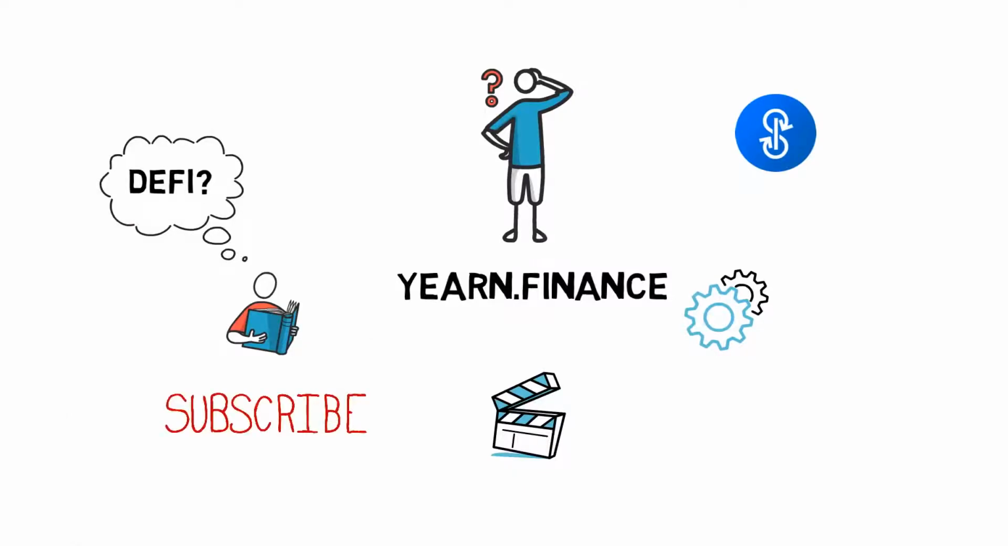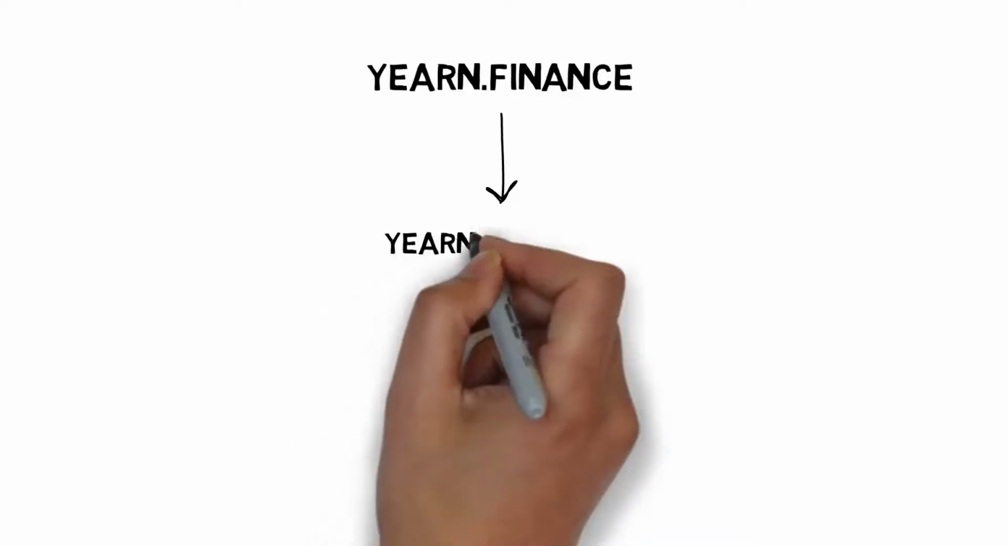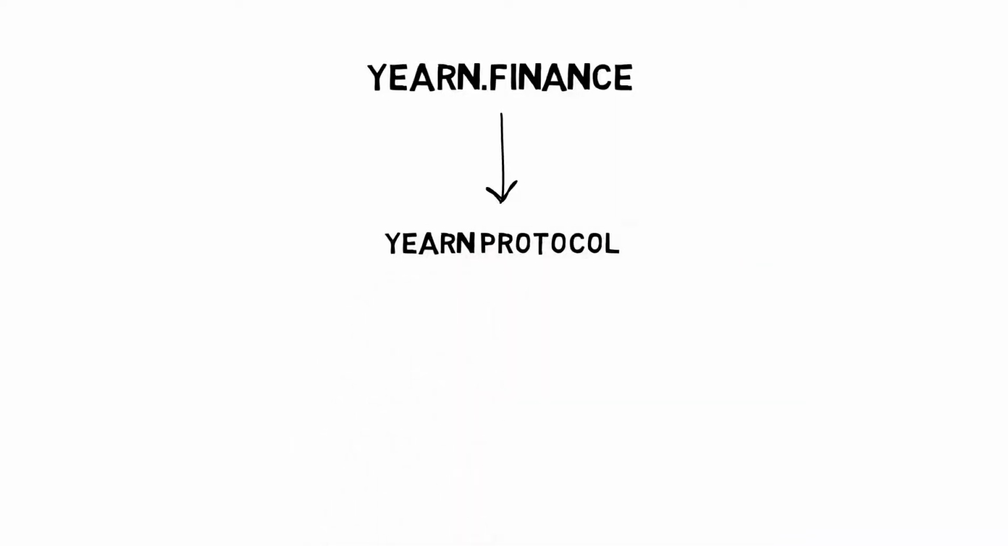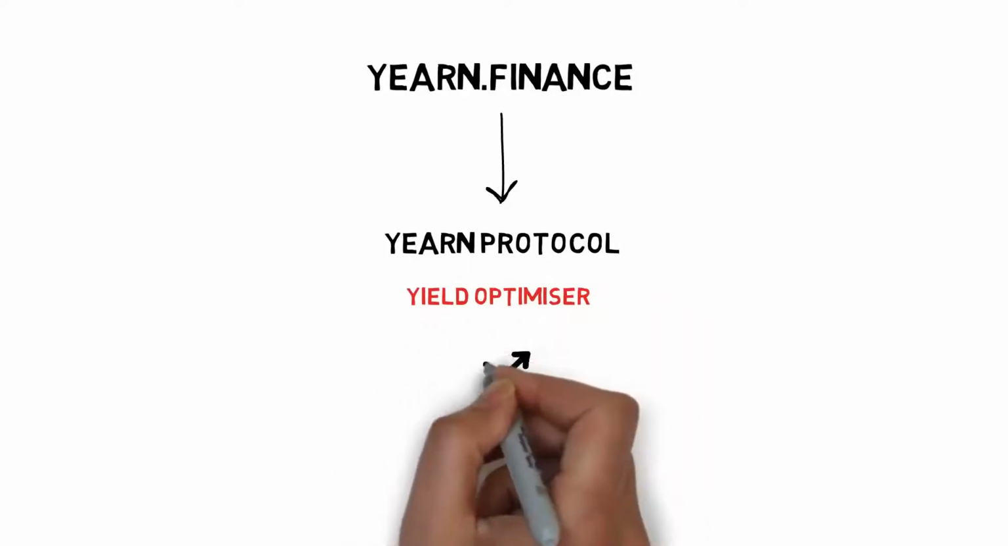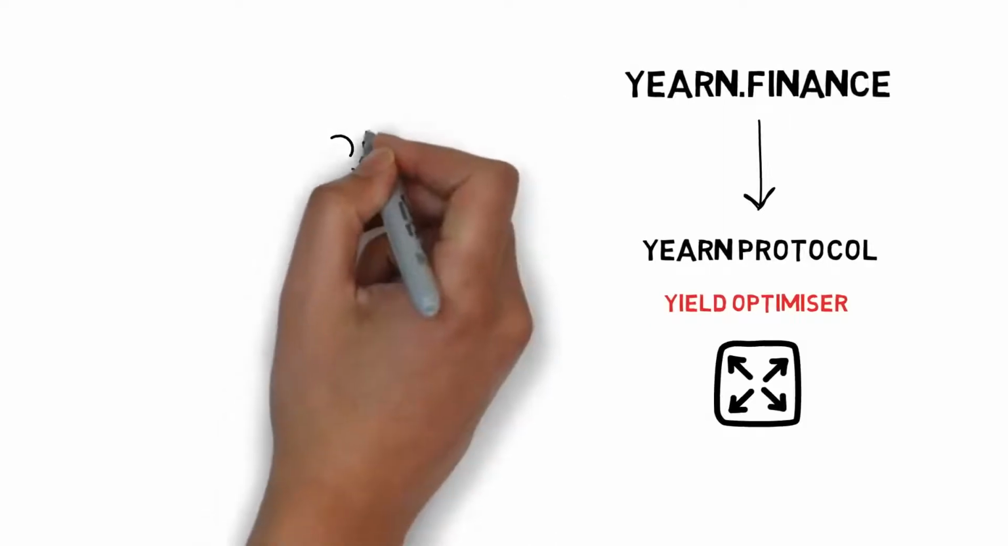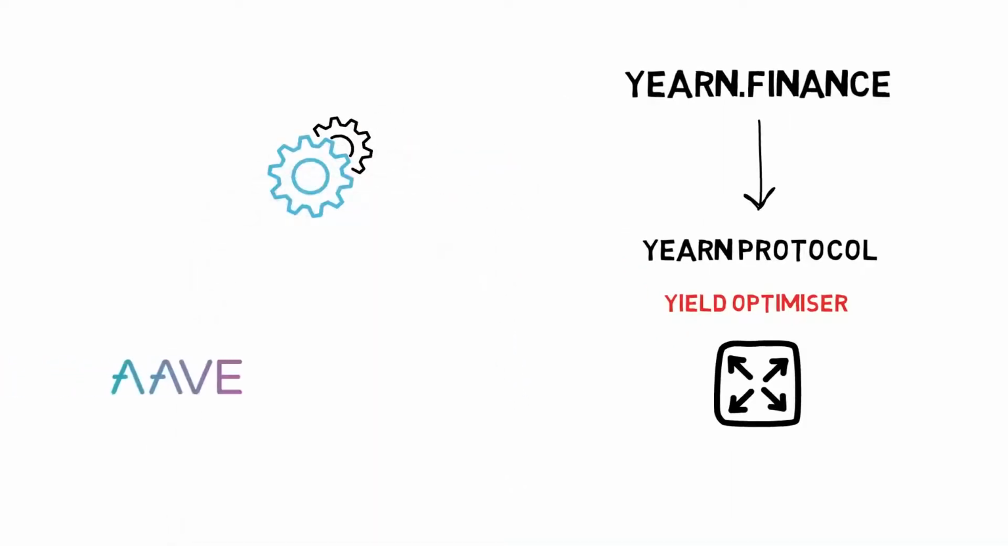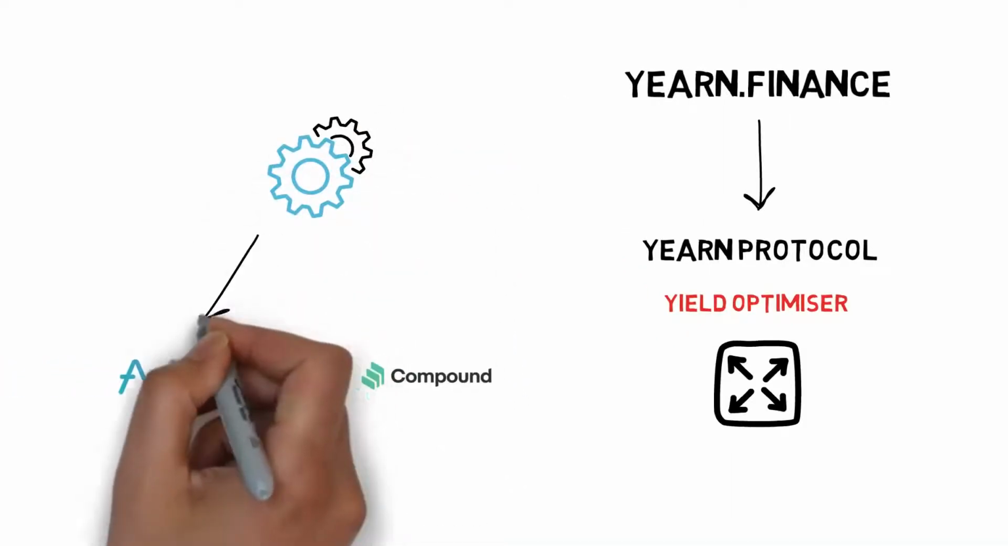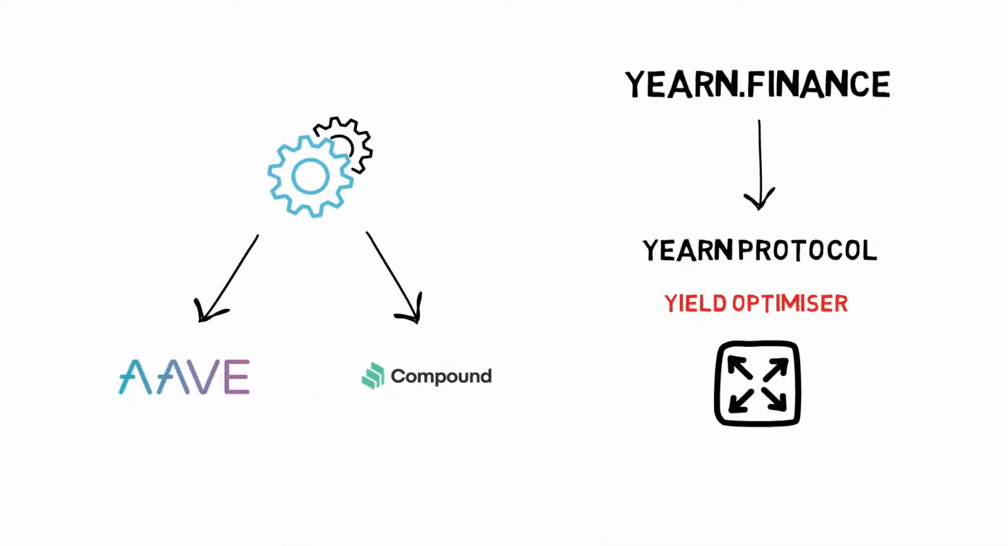Okay, let's start with what Yearn.finance is all about. The main element of Yearn.finance is the Yearn protocol. The Yearn protocol, in essence, is a yield optimizer that focuses on maximizing DeFi capabilities by automatically switching between different lending protocols. Before we explain the mechanism of the protocol itself, let's see how Yearn came into existence.